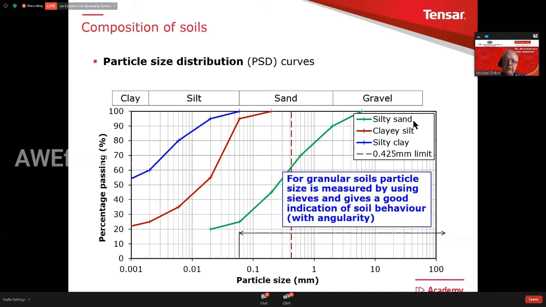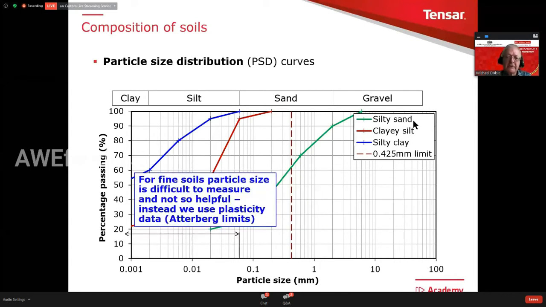So we normally separate between fine soils and coarse soils. The coarse ones are the sands and gravels, and those ones we can investigate using the sieve analysis. But when we get down to the finer soils, we can also use a technique to measure their particle size. It's a bit more complicated and not such an easy test to do, but to be quite honest, I would have to say that if I had to make a choice between Atterberg limits and measuring the particle size of fine soils, I would use the Atterberg limits every time, because these Atterberg limits tell you a lot about the nature of the soil.